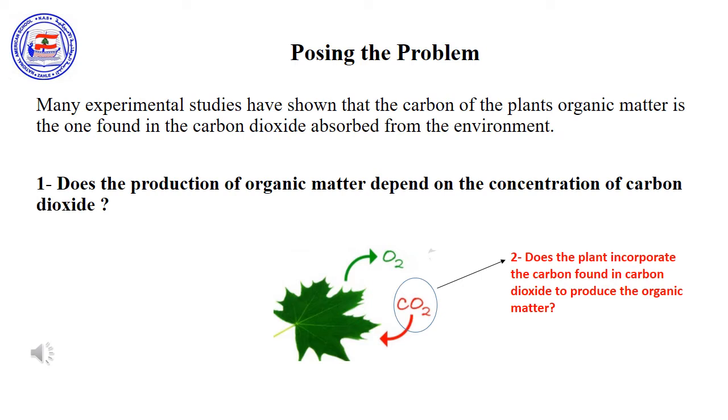Many experimental studies have shown that the carbon of the plant's organic matter is the one found in the carbon dioxide absorbed from the environment. Question number 1: Does the production of organic matter depend on the concentration of carbon dioxide? Question number 2: Does the plant incorporate the carbon found in carbon dioxide to produce the organic matter? In today's video, we are going to answer the first question.